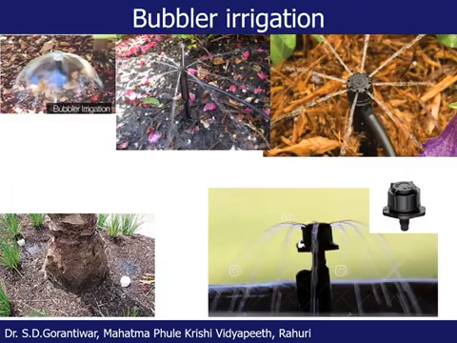Bubbler irrigation. In this case, we bring water through a network of pipes up to the tree, and the tree has one basin as shown in the figure. Then water at the desired pressure is applied there through the device called the bubbler, and all other components remain.